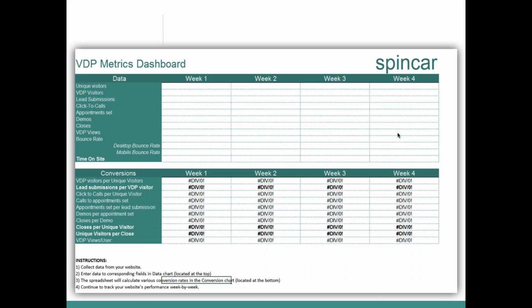Next is click to calls per unique visitor, kind of like lead submissions per unique visitor, but obviously on mobile this is more prevalent. So those are the website metrics.